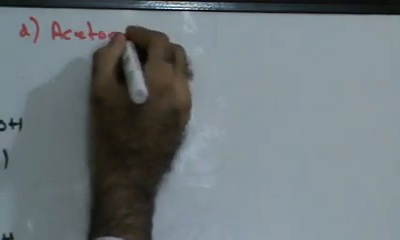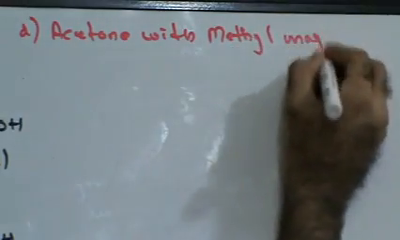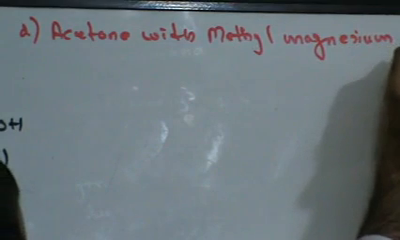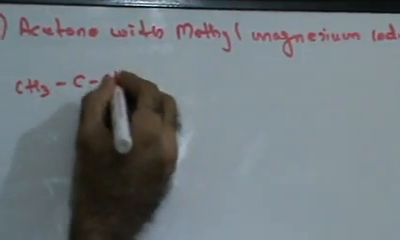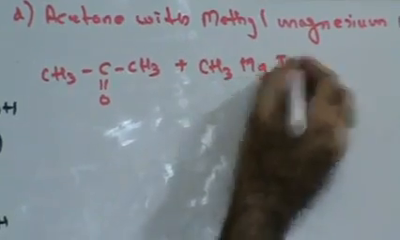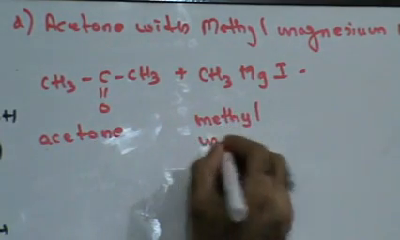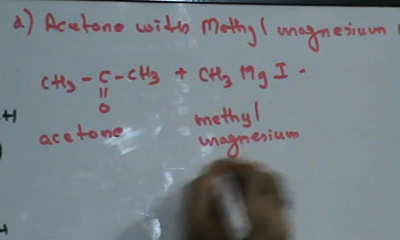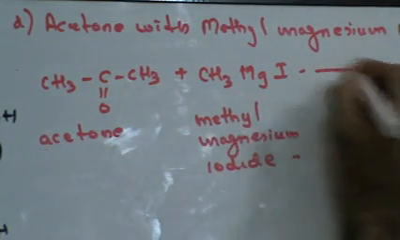What happens when acetone reacts with methyl magnesium iodide? Right? Acetone reacts with methyl magnesium iodide. Acetone, CH3CCH3O, reacts with methyl magnesium iodide. Right? In the presence of dry ether.